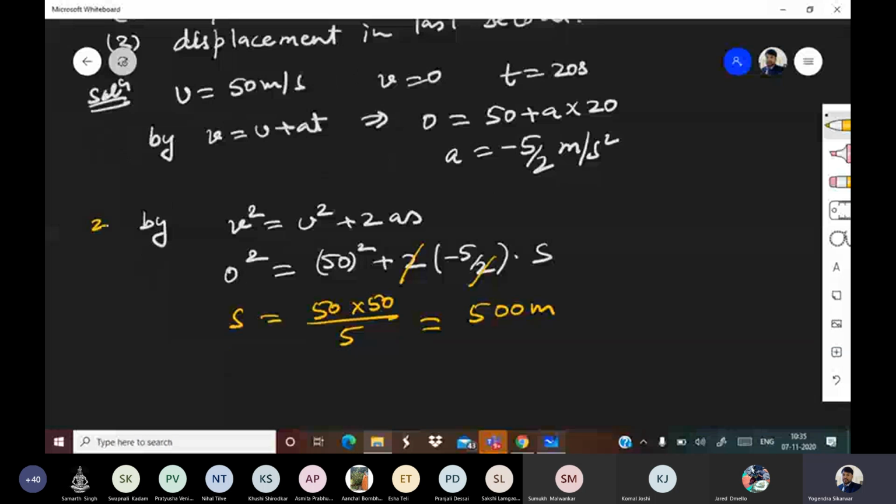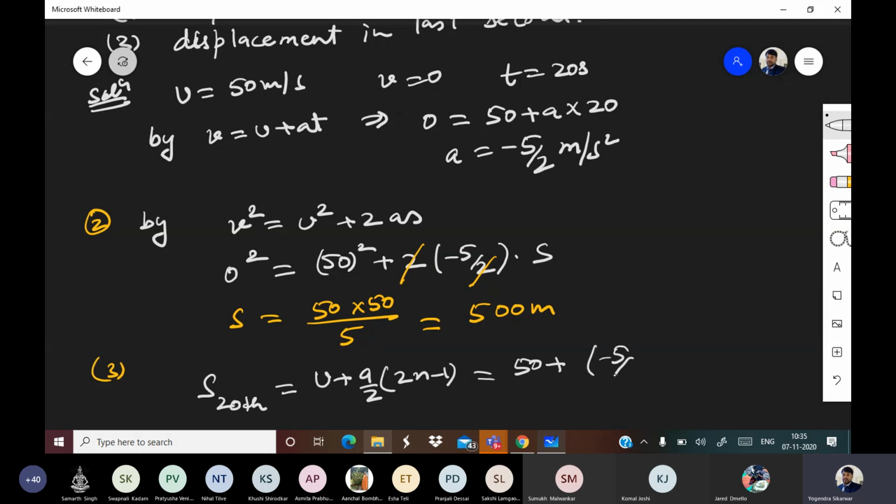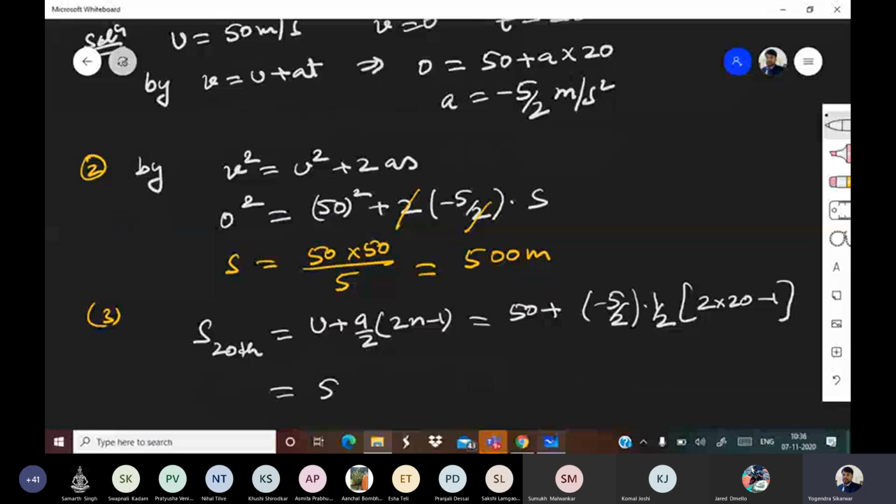Last second, that means S nth. So S nth means S 20th. So U plus A by 2 into 2n minus 1. So U was 50 plus A by 2. So A is minus 5 by 2 into 1 upon 2, into 2 into 20 minus 1. So that becomes 50 minus 5 by 4 into 2 into 20 is 40 minus 1 is 39.